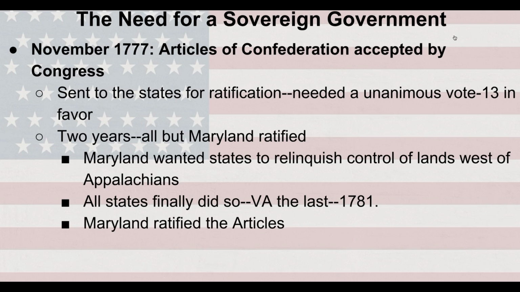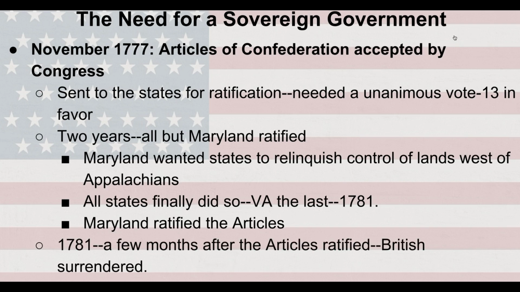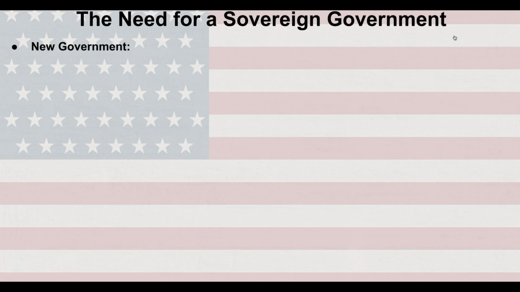In 1781, a few months after these articles are ratified by the colonies, the British are going to surrender, and the American colonies essentially have won their independence. And so they do have this new government, and many people wished for a republic.